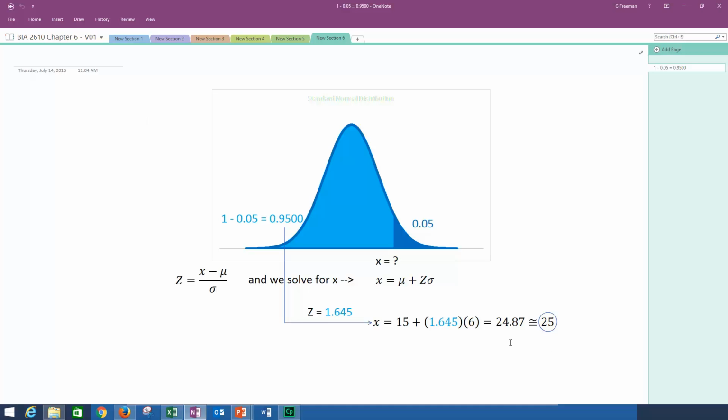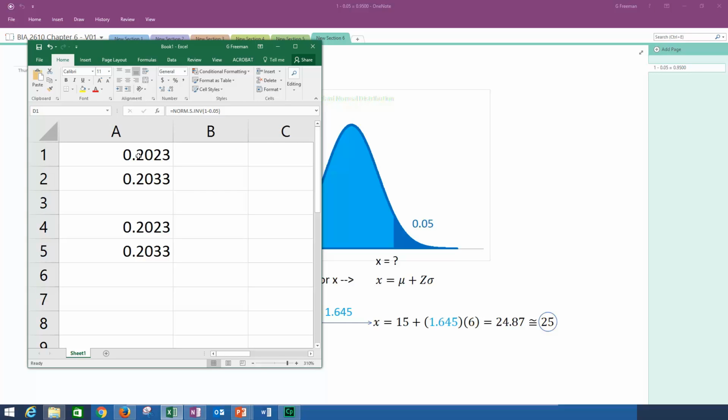24.87 is going to give you about a 5% chance of exceeding that. So if you go up to 25 gallons, then it's going to be a little bit less than a 5% chance of exceeding that. And that's the solution to the problem. Now you also have formulas in Excel that you can do this with. So let me bring up Excel here.